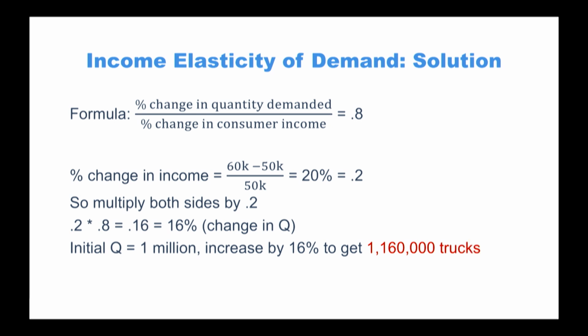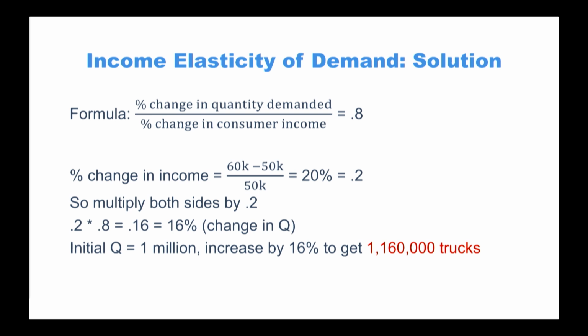In the solution, the formula for, again, is 0.8. So that's the income elasticity of demand. The percentage change in income is from 50 to 60. That's 10,000 divided by 50,000. So that's 20% or 0.2. We now have the denominator of the fraction. We are trying to get the numerator.